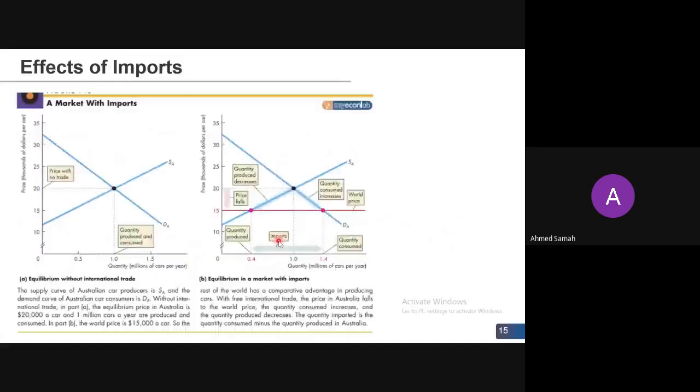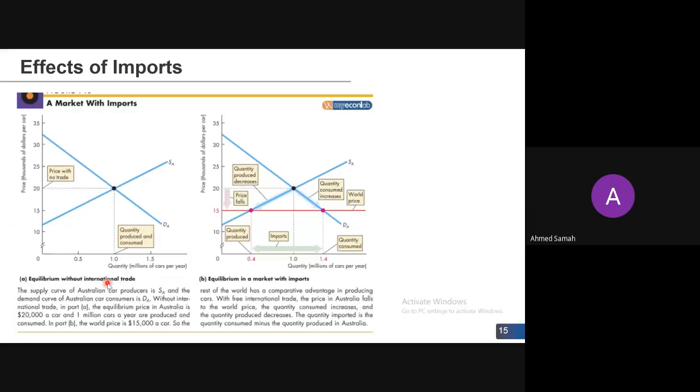So let's say this is the car market in the case of Australia. So here we see the supply curve and the demand curve for Australian car consumers without trade. So without trade, the quantity produced and consumed is 1 million per year, and the price is 20,000 per car.